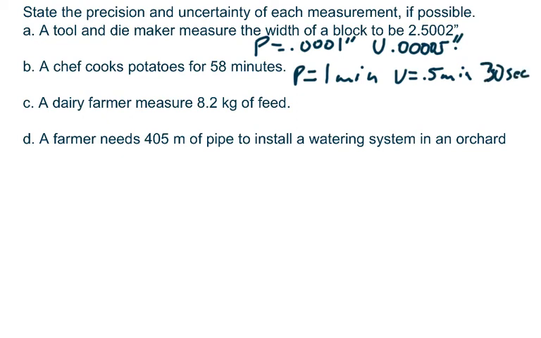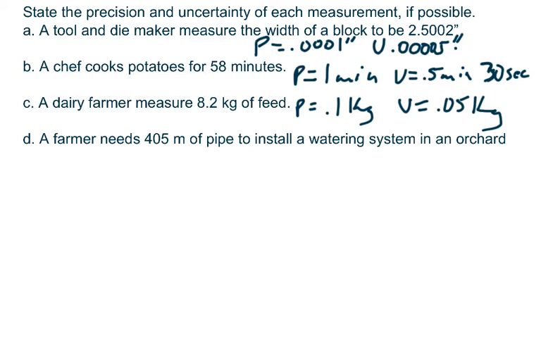Dairy farmer uses 8.2 kgs of feed. Again, you could say precision is just the number of decimal places. So 0.1 kg, that's the smallest unit. Uncertainty, divide that 0.1 by 2 and I get 0.05 kgs.